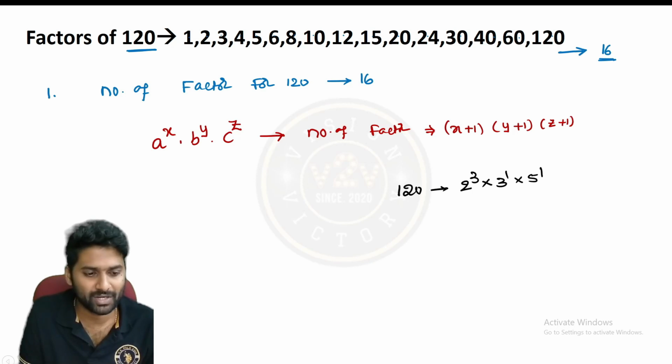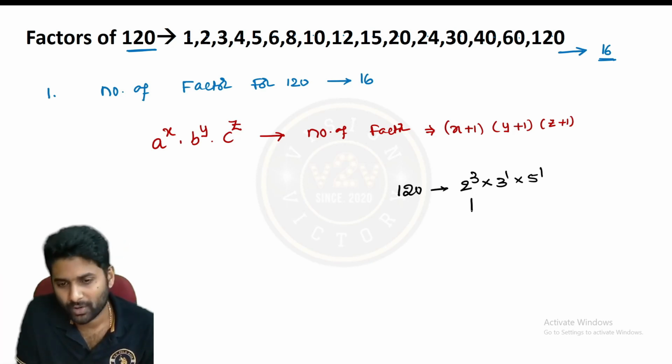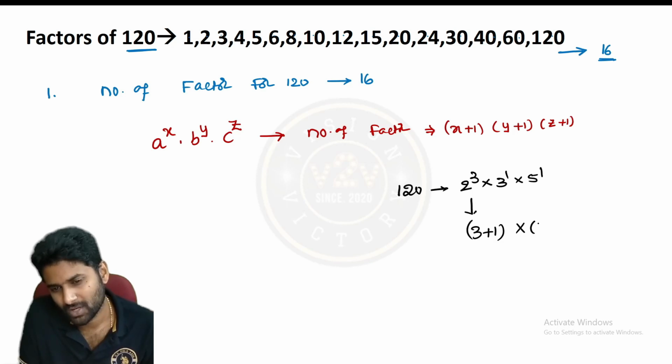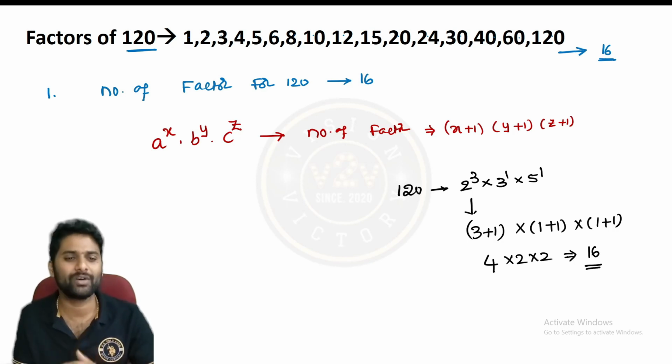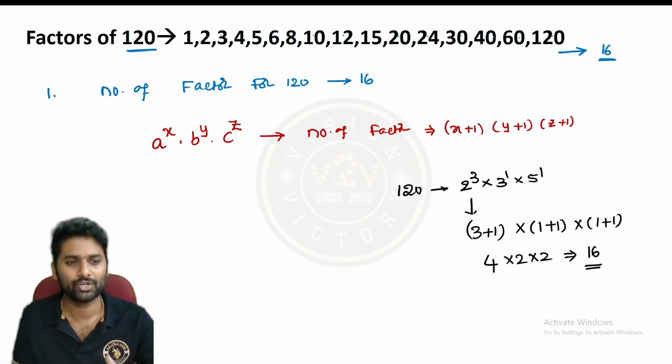You will get this formula. You already know the formula, right? Now according to the formula, number of factors is (3 plus 1) into (1 plus 1) into (1 plus 1). Finally, it's a value of 4 into 2 into 2. Total number of factors is 16. So this is according to the formula. According to the formula, the number of factors for 120 is 16.